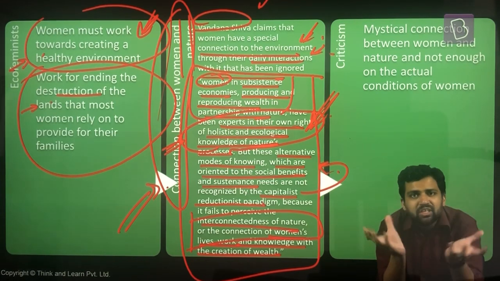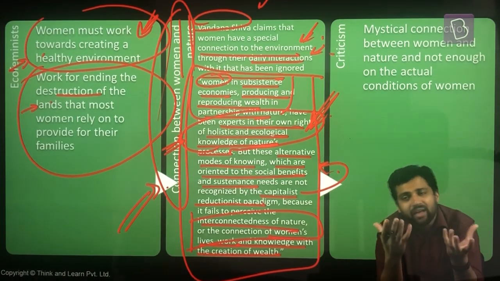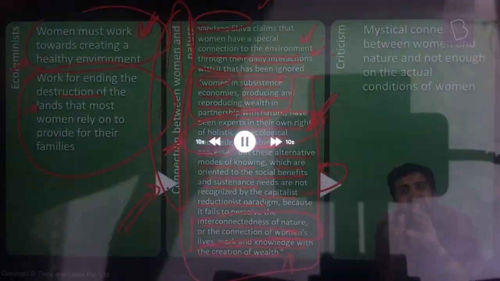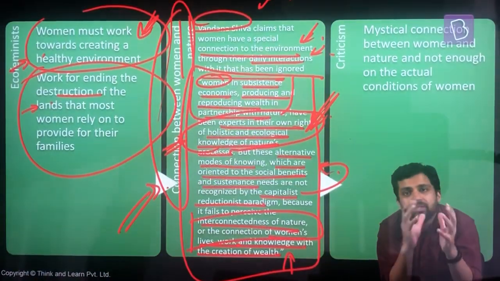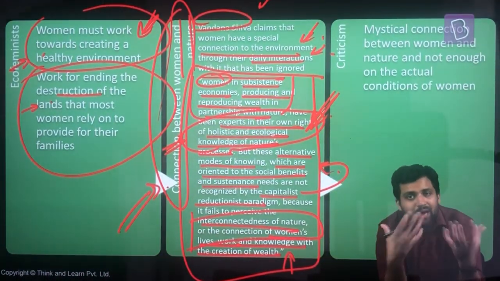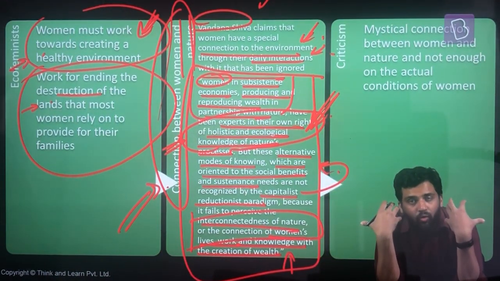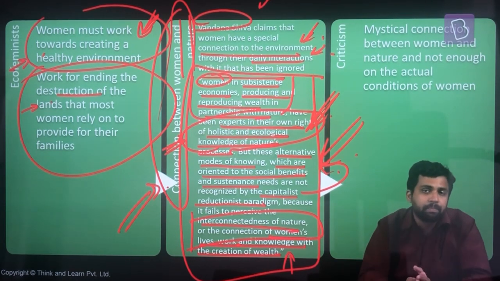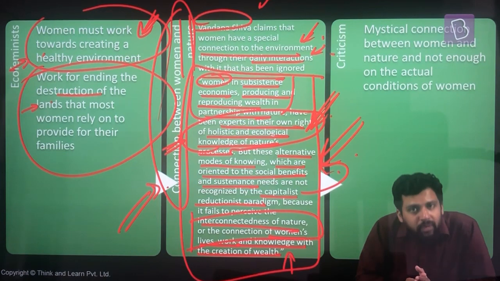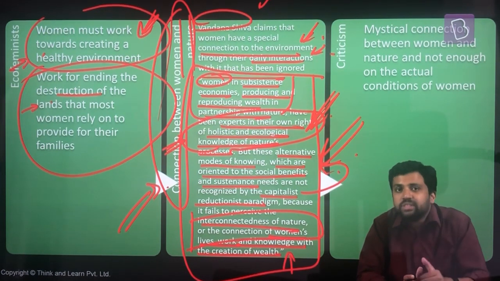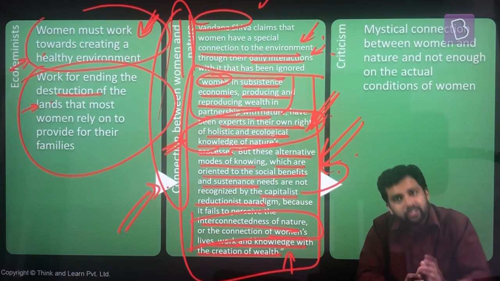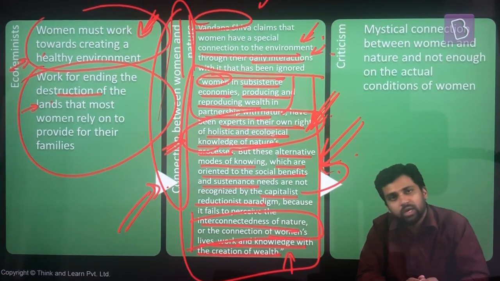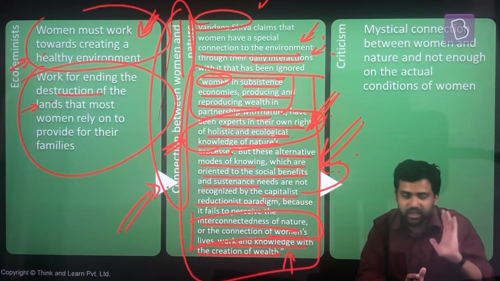So the capitalistic system that we have, the markets that we have, it is leading to the devaluation of women's ideas, women's knowledge, the processes they're part of, the thing that they have accumulated over centuries. So this is something which is alarming. Vandana Shiva, ecofeminist, talks about this interconnection, how women and nature are connected, how women have this holistic idea, how they have this ecological knowledge, and how the capitalistic system is against it.